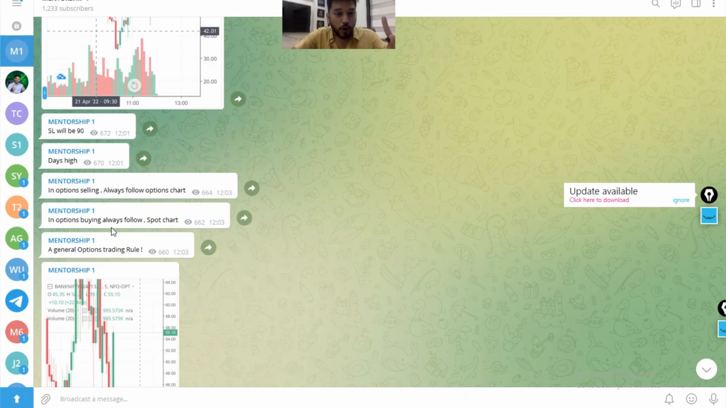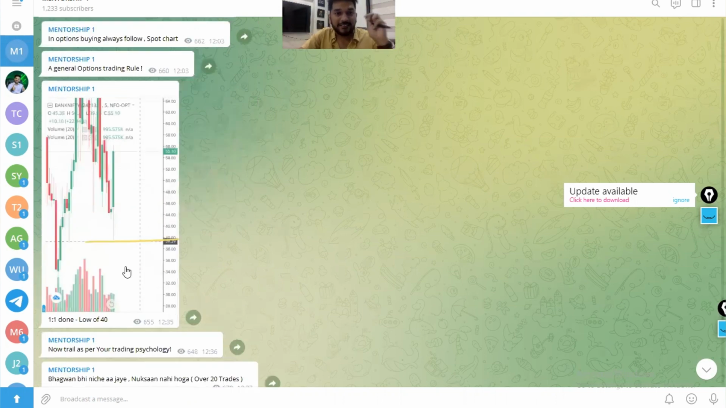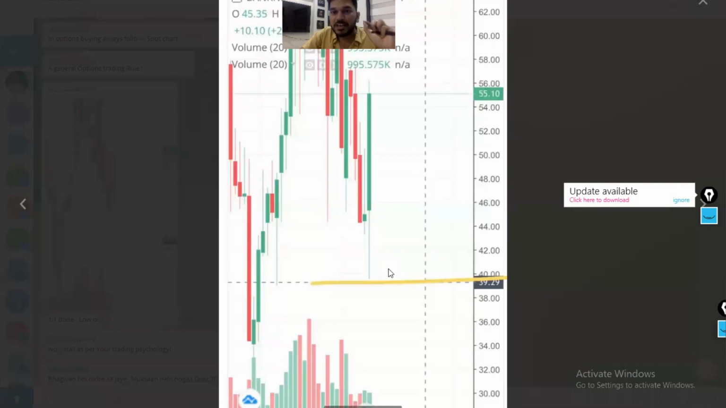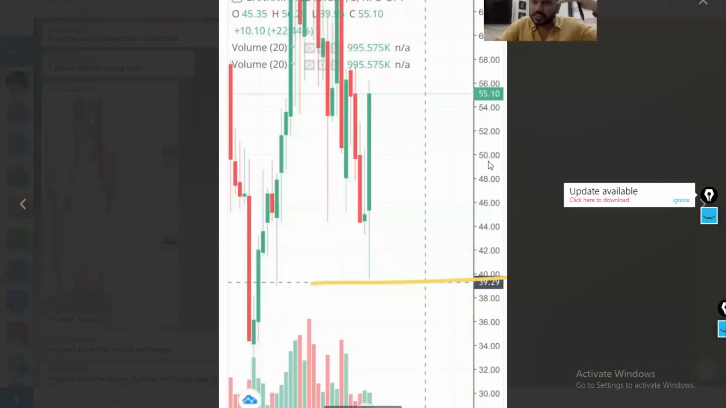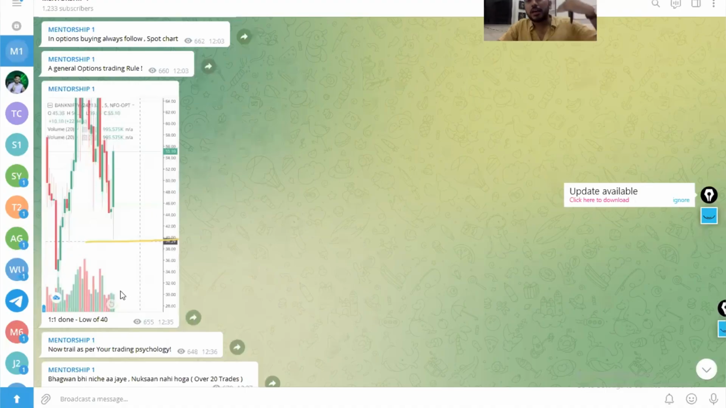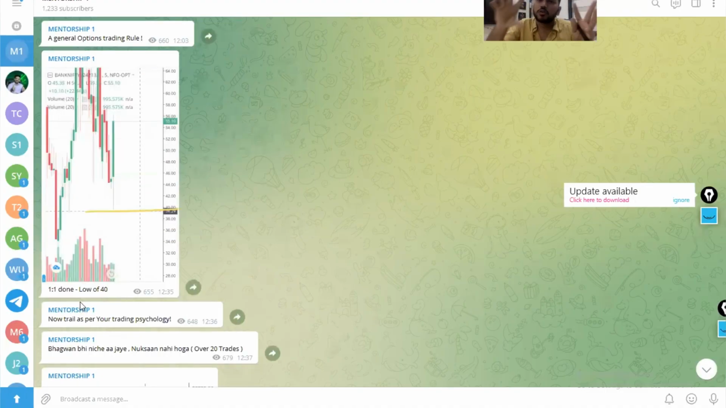Now, let's move forward and understand what happens. Now, just have a look at this. In option selling, we hit our 1:1 very easily. You see from the levels of 65.5 for a SL of 90, we make a low of 39, right? And that's why I suggest the learners to book some profits.